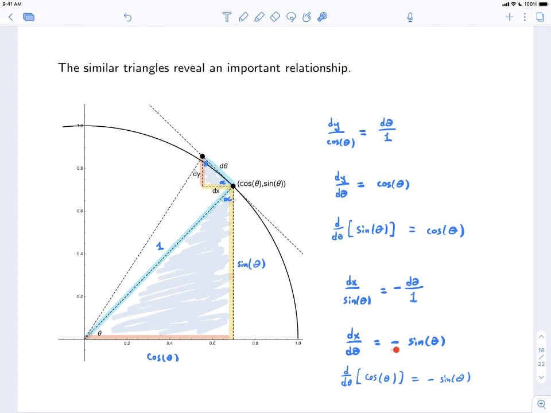And that's actually where this minus sign comes from, in front of the sine. And that's why the derivative of cosine of theta is the opposite of sine of theta, or at least that's one way to see it. But this is a very nice geometric approach.